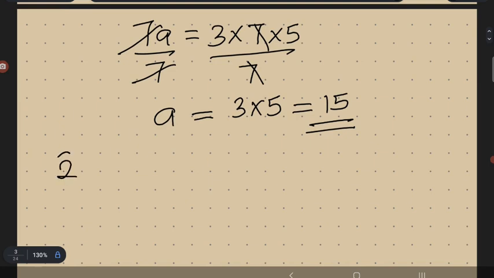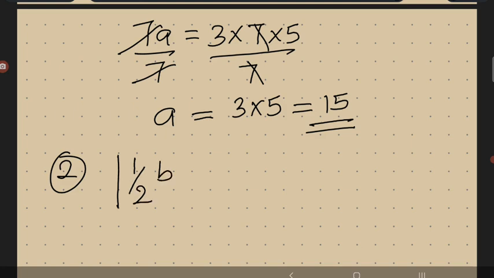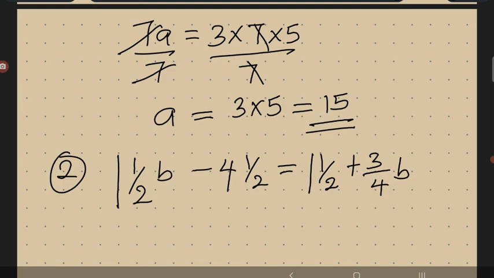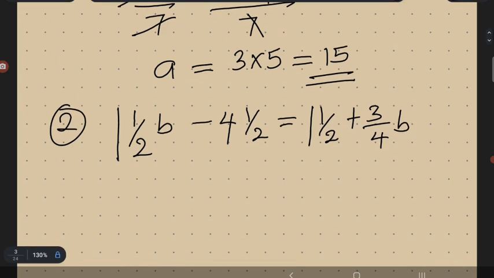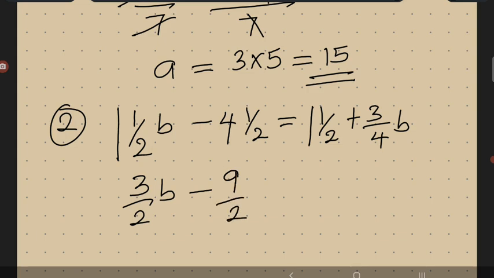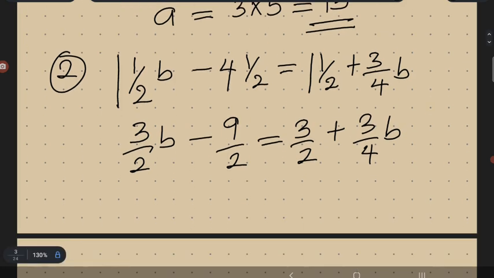Let's have another meaningful example, which says that one whole number 1/2 b minus 4 whole number 1/2 is equal to 1 whole number 1/2 plus 3/4b. So we do the same thing. We try to make it an improper fraction, which will have 3/2b minus 9/2 is equal to 3/2 plus 3/4b.